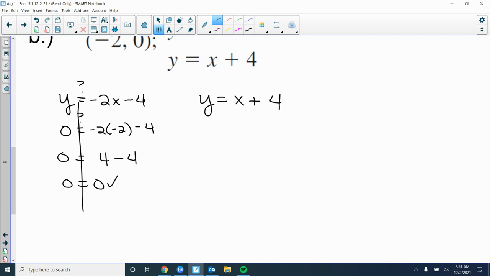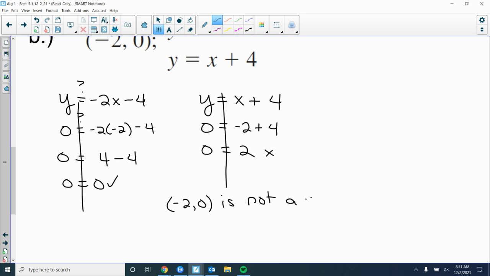Now we want to test it with the other one. Y equals x plus 4. Plug in 0 for y. Plug in negative 2 for x. All right, what do we get on that right-hand side? Negative 2 plus 4, which is 2. So does 0 equal 2? I don't think so. Doesn't work. I usually put a little check mark where it works, a little X when it doesn't. So this means negative 2, 0 is not a solution.